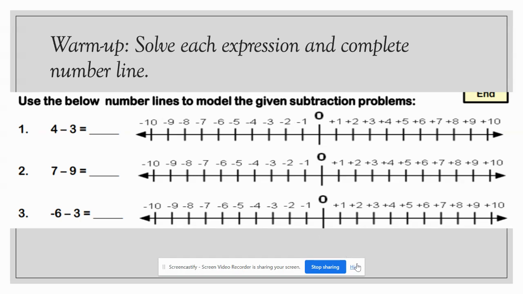The warm-up you guys are supposed to complete today says solve each expression and complete the number line. So you're given three expressions: 4 minus 3, 7 minus 9, and negative 6 minus 3. You're going to simplify each of these expressions. Answer questions 1, 2, and 3 on your warm-up sheet or on a separate sheet of paper and staple it with your warm-up sheet. And then you're going to fill in the number line, and you will have to create your own number line in order to complete the warm-up.